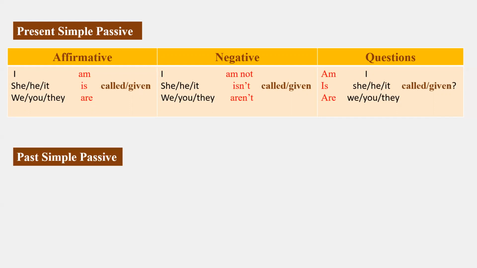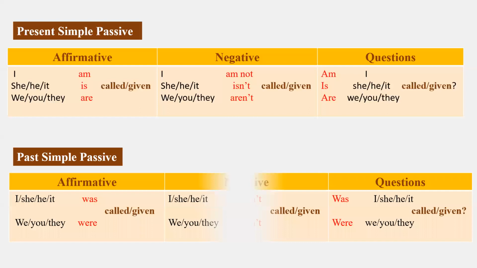Now past simple passive. Affirmative: I, she, he, it was called, given. You see, the verb to be changes, but the past participle form of the verb doesn't change. I, she, he, it was called, given. We, you, they were called, given.